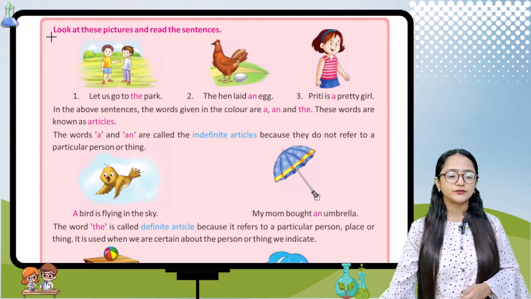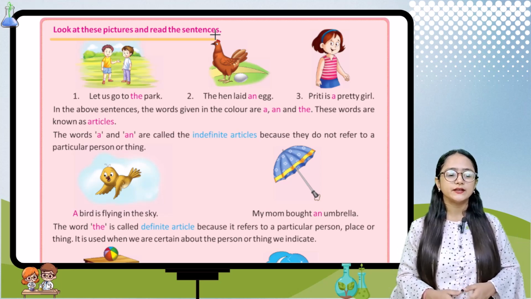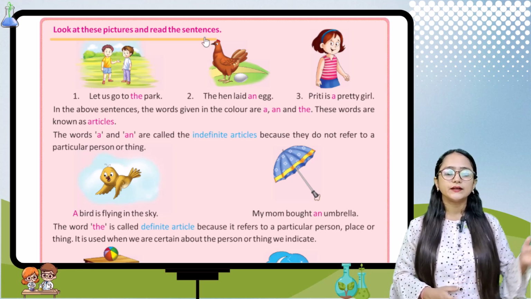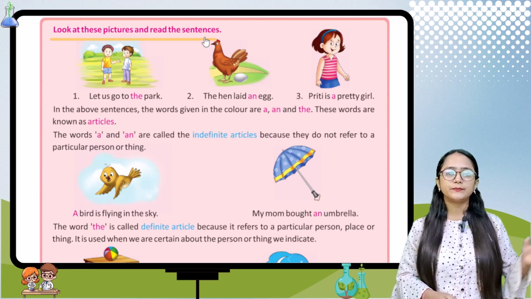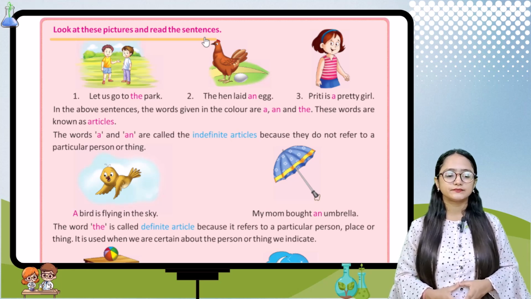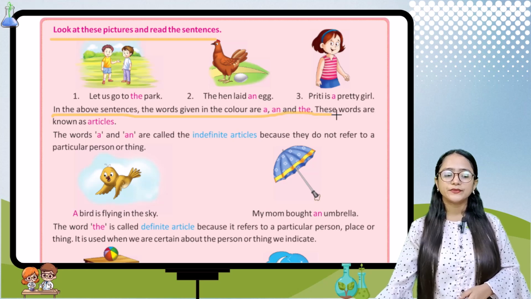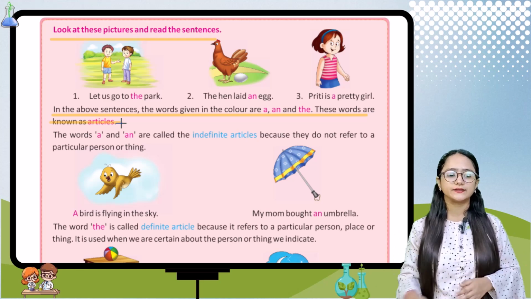Now here it is saying, look at these pictures and read these sentences. You have to first look carefully at the picture and then read the sentences. So here you can see the pictures. First one, let us go to the park. Next one, the hen laid an egg. Next one, Preeti is a pretty girl. In the above sentences, the words given in color are a, an and the. These words are known as articles.